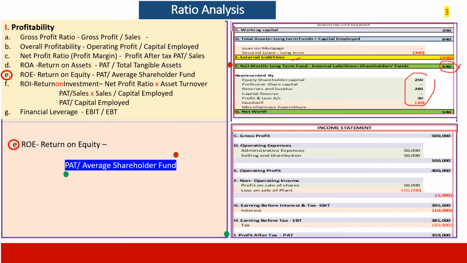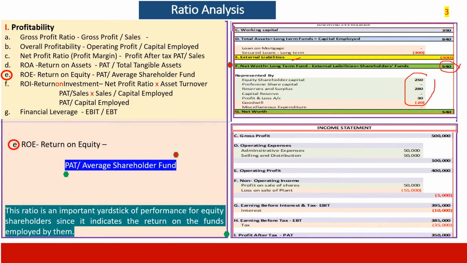And that is the return which the equity holders will be getting. This is a yardstick of performance for equity shareholders, because it is a return on their funds. This entire PAT belongs to them. It doesn't belong to the lenders, because lenders have already been paid interest. What these people will get is interest. Whatever balance profit is there after interest and tax belongs to them. Therefore, it is the return on the funds employed by them.